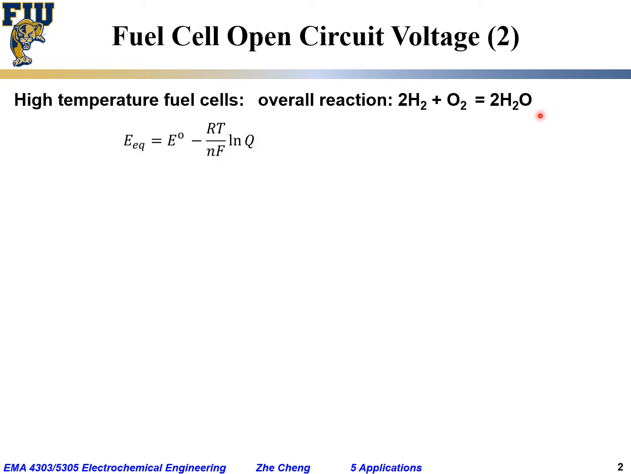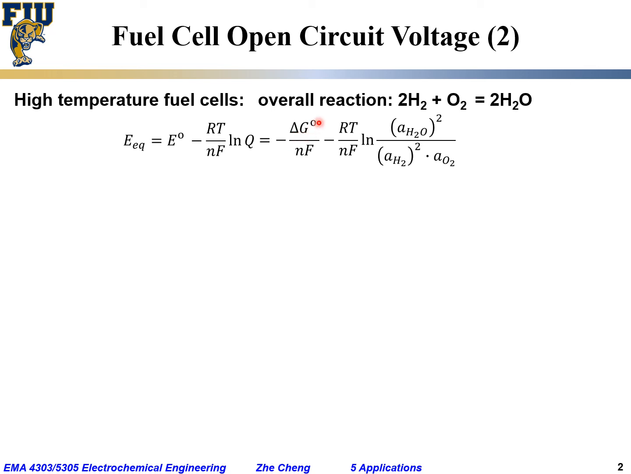Then from the electrochemical engineering point of view, the equilibrium cell potential would be the standard cell potential minus RT over NF ln of the reaction quotient. That's what we learned before. And then if we want to expand a little bit, the standard cell potential would be the Gibbs free energy change.